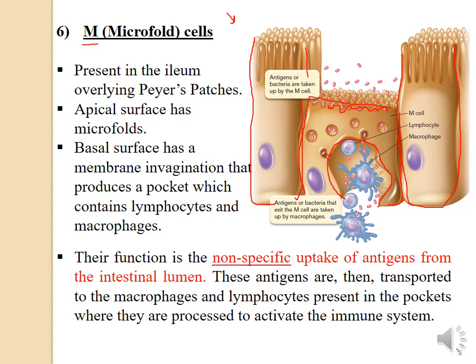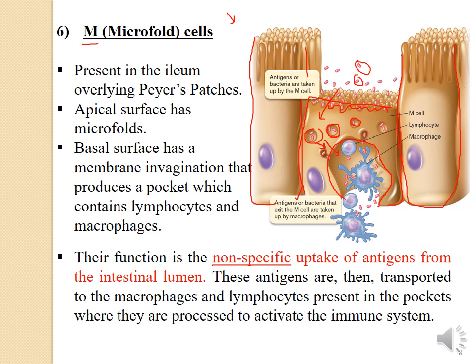So if there is an antigen in the intestinal lumen, for example, when these antigens reach near the microfold cells, they are taken up and engulfed by these cells. These antigens are transported inside the cells, and then they are released into the subcellular pocket. So from the lumen into the cytoplasm of the microfold cells, and then from the cytoplasm into the subcellular pocket.